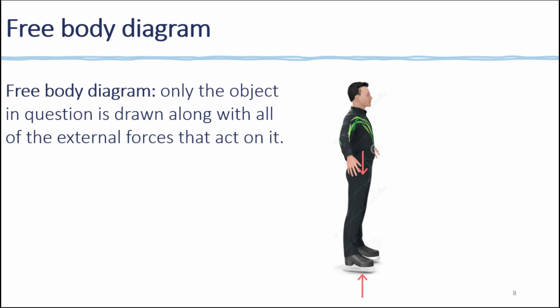Now, I purposely picked this picture that is only the figure skater alone, isolated from the rest of the environment, because that's basically the essence of a free body diagram. In a free body diagram, we only draw the object of interest, which in this case is the figure skater, and then any points where the skater touches something external, which would be where external forces may be acting. So just remember that in a free body diagram, only the object in question is drawn, along with all of the external forces that act on it.